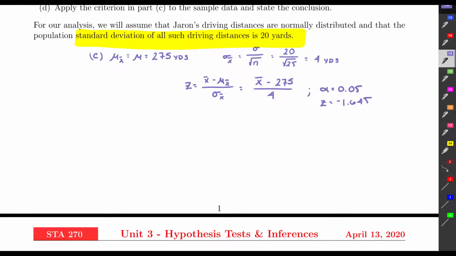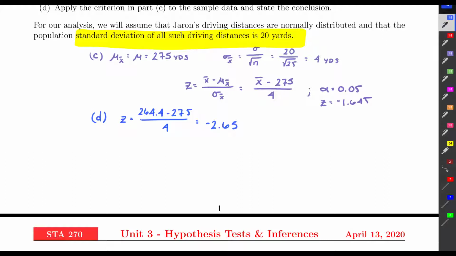For part D, we're going to apply this formula and this critical value to the sample set that we have obtained from Jaron's sample drives at the driving range with Misty. So for part D, we're going to just substitute in the sample mean into our z value. And we get z is equal to 264.4 minus 275 over 4. And when we simplify that, we get negative 2.65.